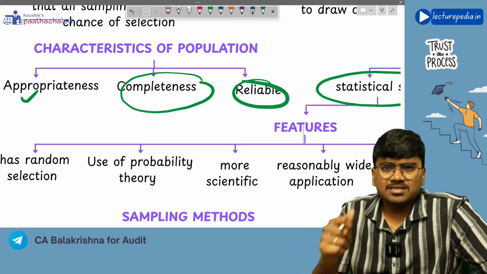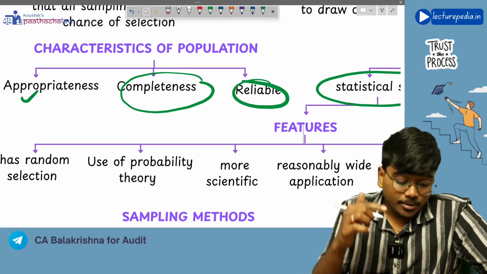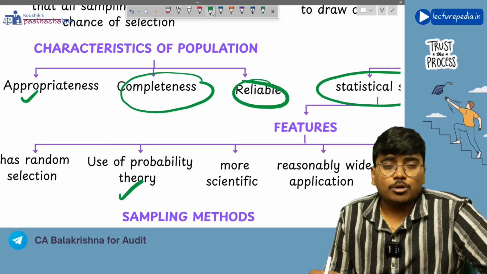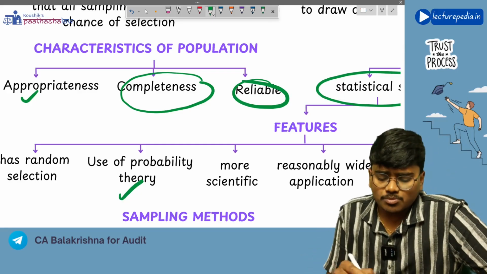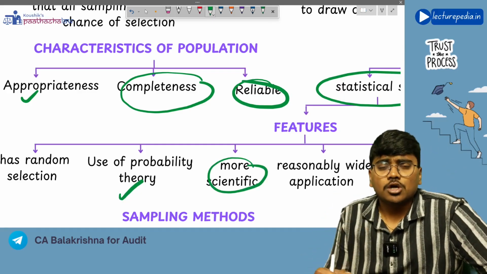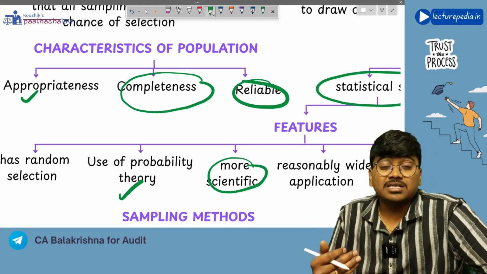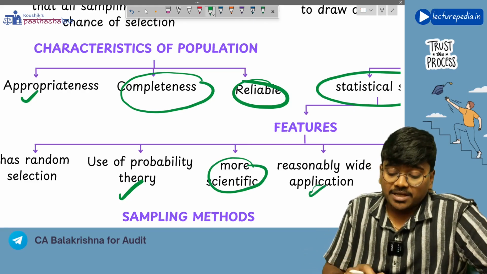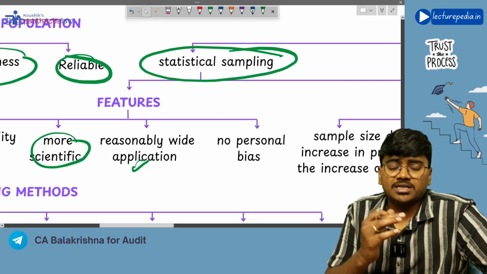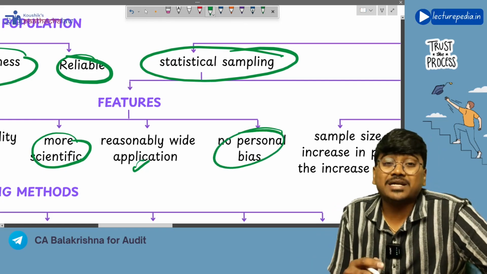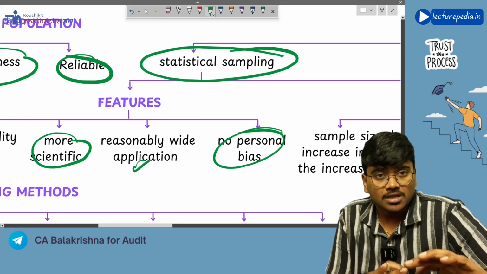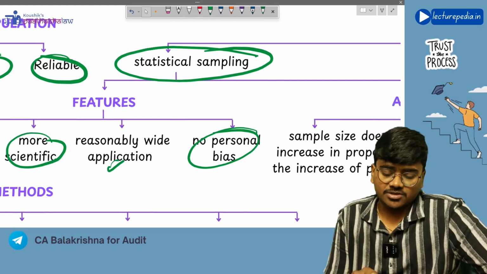Next, statistical sampling uses probability theory. Statistical sampling is more scientific when compared to non-statistical sampling, and it has a reasonably wide application. It is applicable in a lot of situations, and there is no personal bias involved in case of statistical sampling. No personal bias will be there.